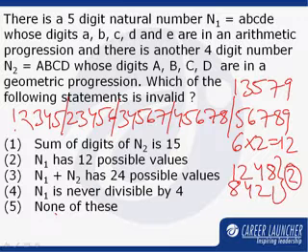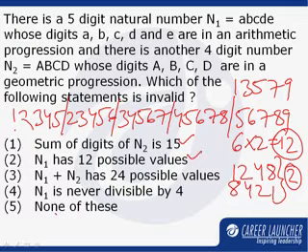First one says the sum of digits of n2 is 15. We find in both cases of possible values of n2 it's 15 only. It's a valid thing, so I cannot say it is invalid. Then it says n1 has 12 possible values, which is very correct. We found out that n1 has 12 possible values only. So, this is also a valid statement.